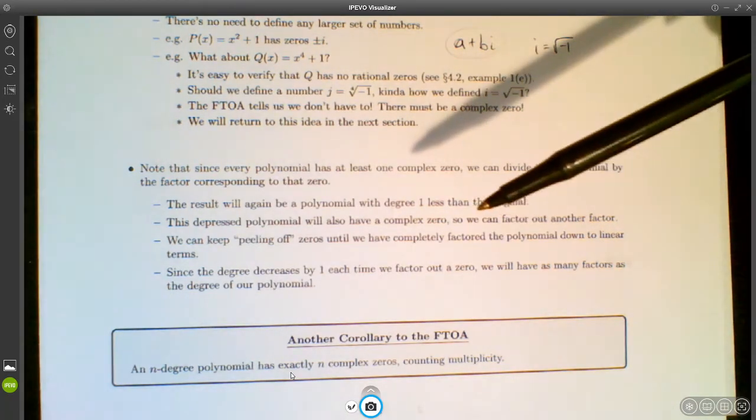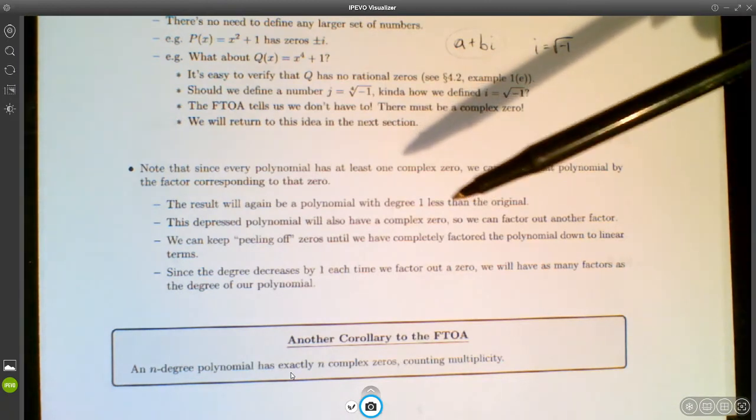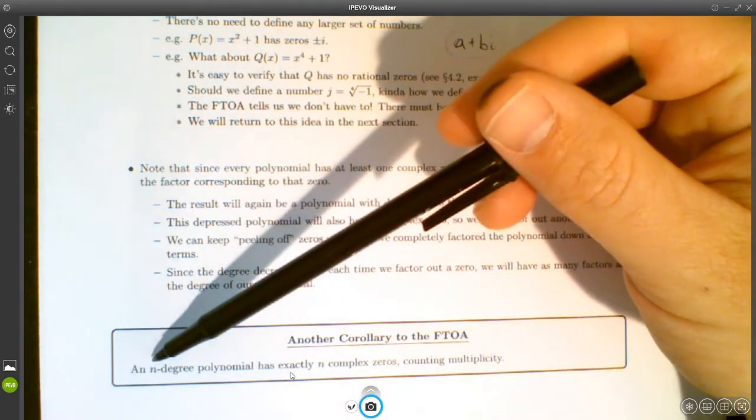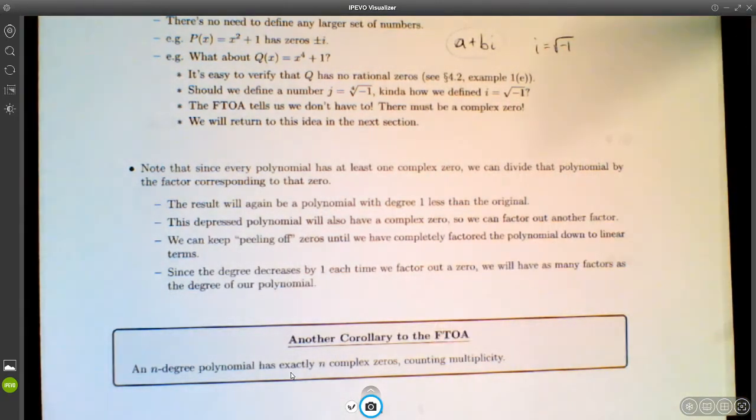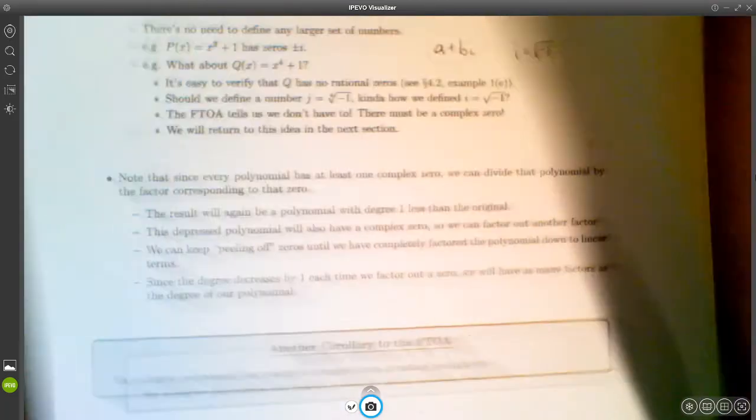And once we've done that, there's nothing left to factor. So what that tells us is that if you're starting with an n-degree polynomial, you're going to have exactly n complex zeros counting multiplicity. I'm saying counting multiplicity because you could have a zero that repeats. So -1 could be a zero 3 times. You're not necessarily going to have n unique zeros for a polynomial, but if you count the multiplicities, then you will have exactly n complex zeros. So that's kind of nice. If you're starting with a degree 5 polynomial, you should expect to find 5 zeros.